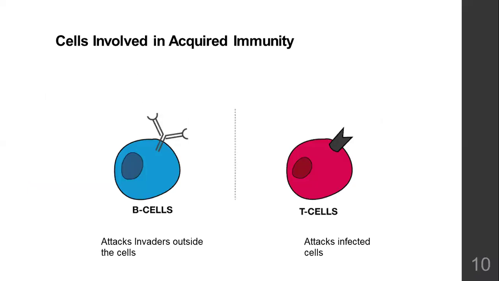The cells involved in acquired immunity are B cells and T cells, that is, B lymphocytes and T lymphocytes. B lymphocytes will attack outside the cells, not within cells usually, but T lymphocytes are the ones who attack the infected cells, and usually they stay within the human circulation.